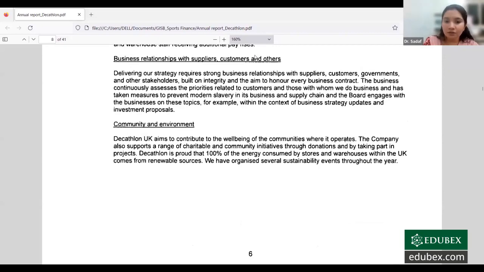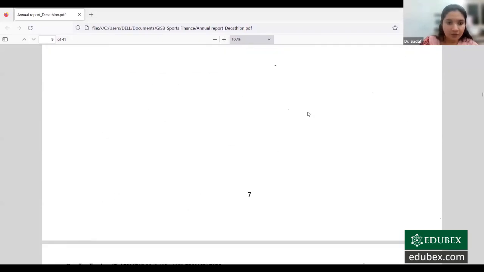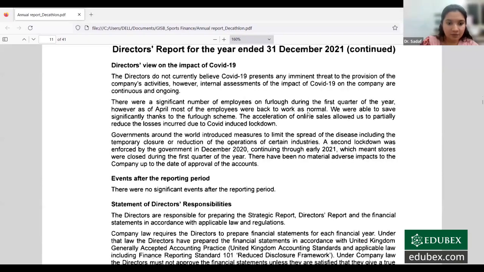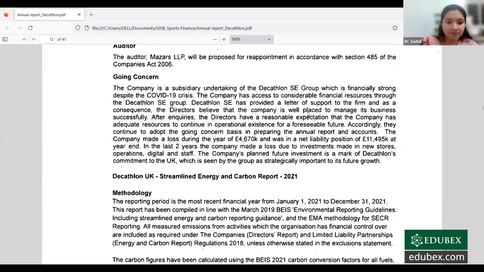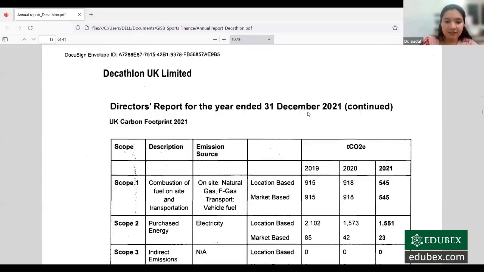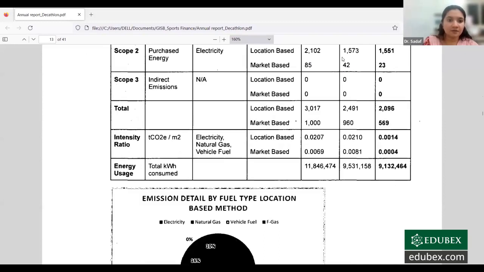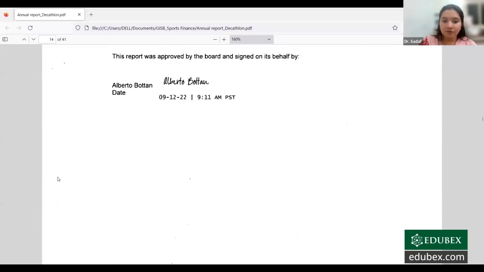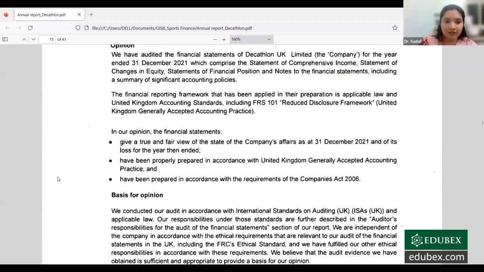Now I will take you through, one second. So this is the director's report. It's so detailed. So these are all the details which are there. Now we will move directly to the financial statement.